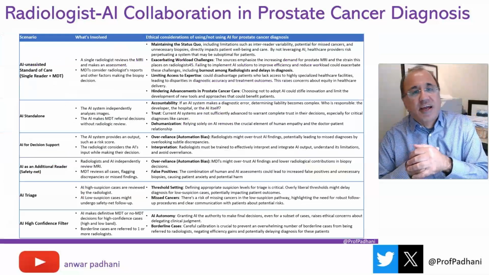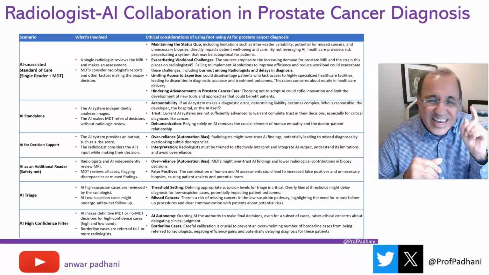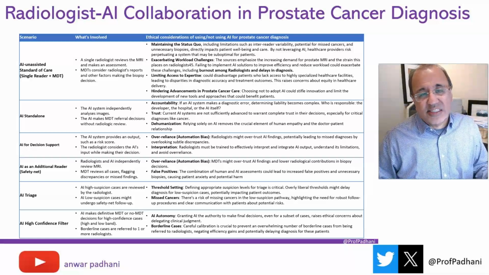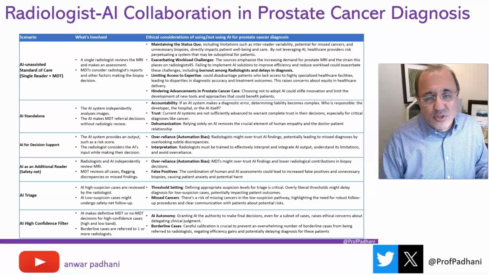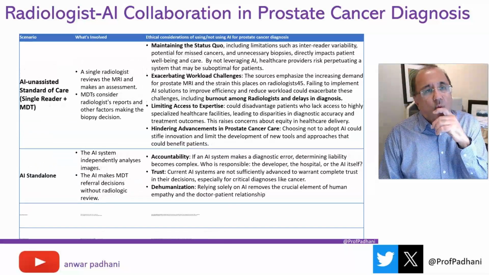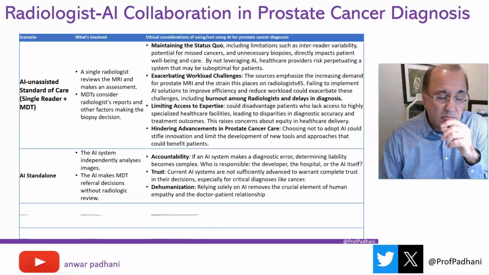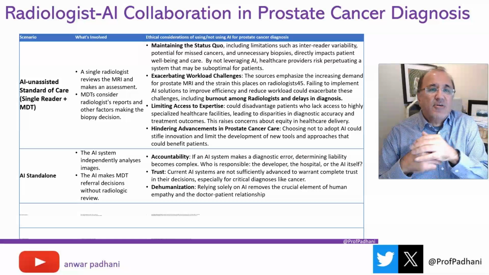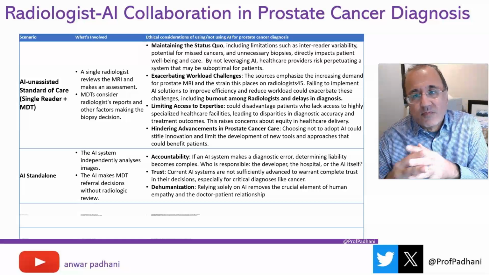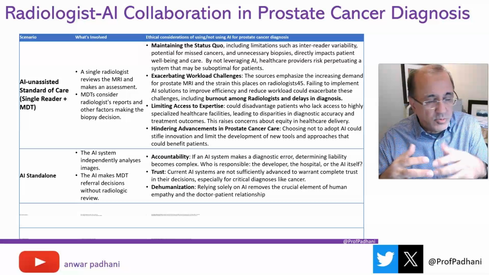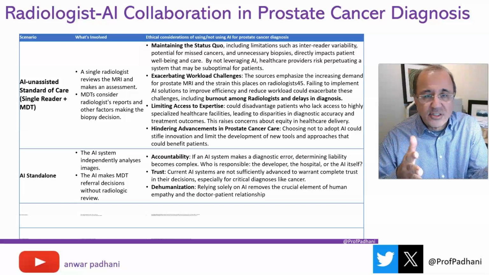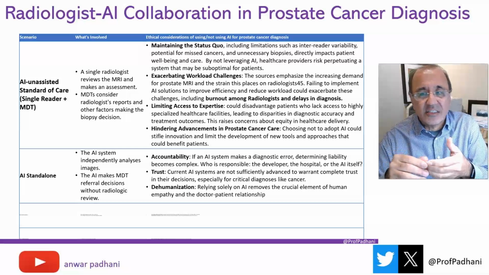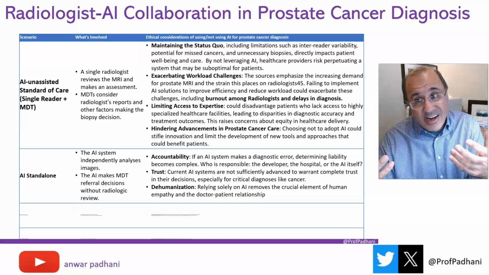Now, there are, in fact, ethical implications in each of these scenarios. I'm not going to go through these in very much detail. I'm just leaving these up here for you to look at. But I did want to consider two things. One, whether it is ethical not to use an AI if one is available. Now, if you don't use an AI, then what you do is you maintain the status quo. In other words, you perpetuate the limitations that are already there. In other words, interradiologist variability, potential for missed cancers, unnecessary biopsies, and this will directly impact patient care.